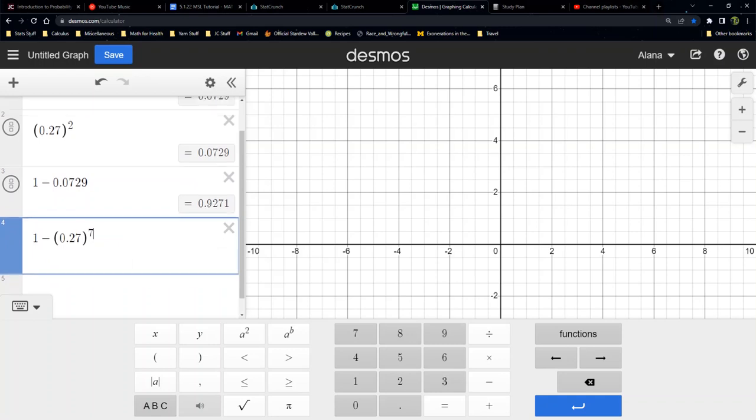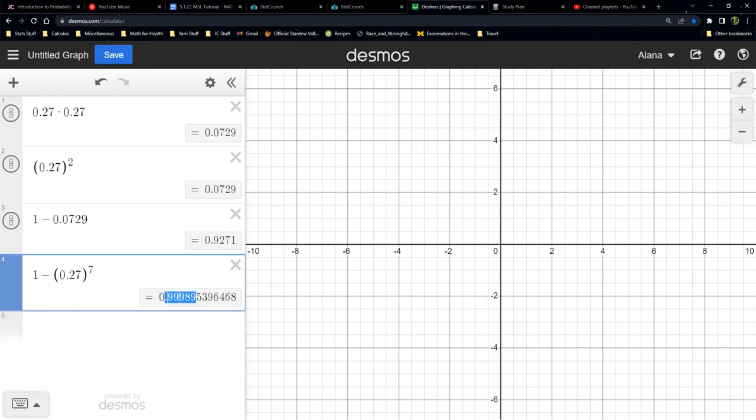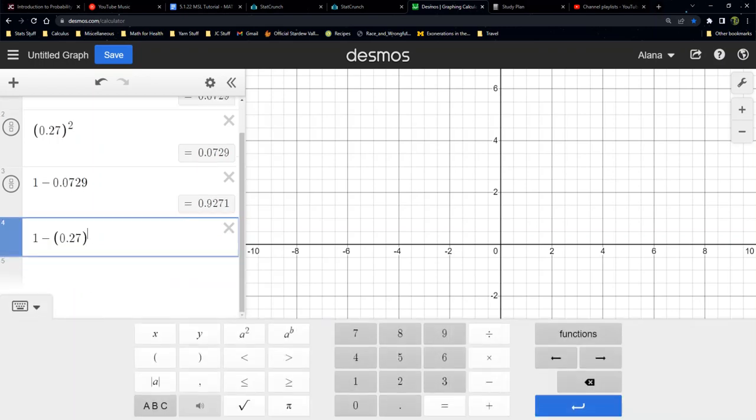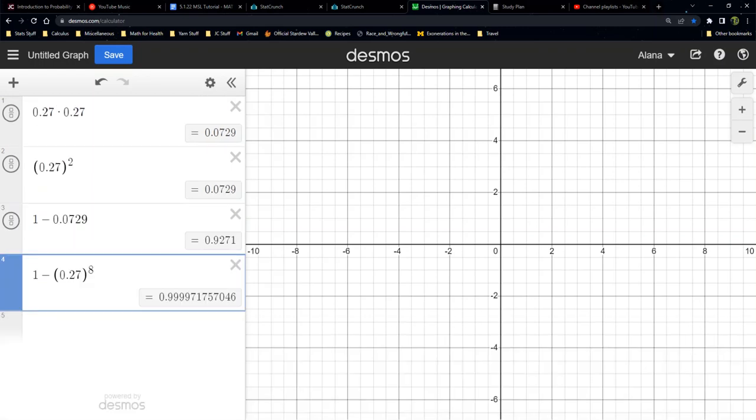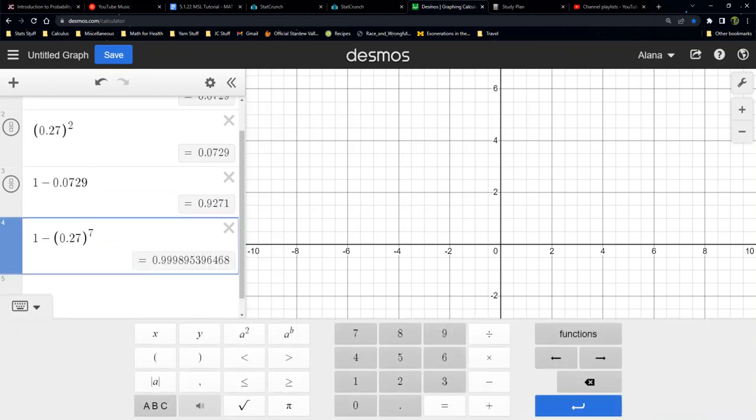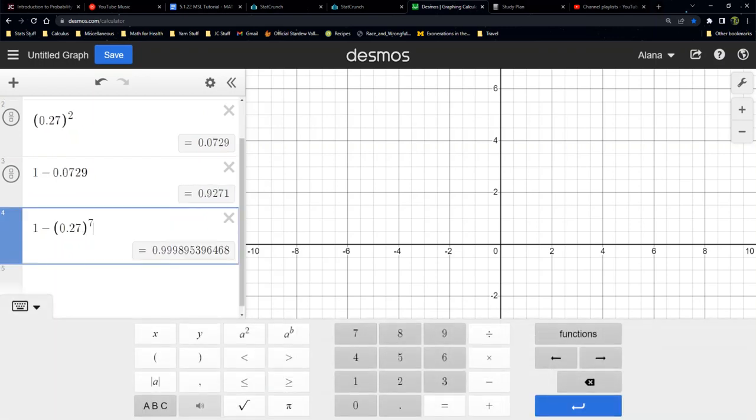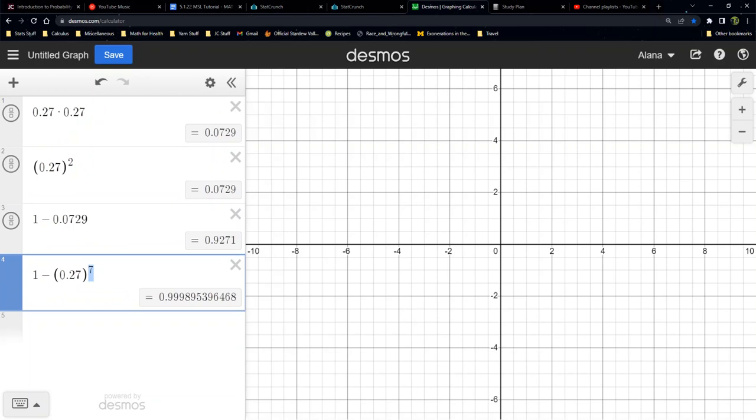So let's go 7. Oh, we're getting close. 0.99989. That's close. So let's go 8. There we go. 0.9999. There it is. That's the one. That got us the 4 9s we were looking for. So 7 isn't quite big enough. It has three 9s, but then it has an 8 in the 4th position. So I'm going to go to an 8 here. That's got the 4 9s in a row. That's what we're looking for.